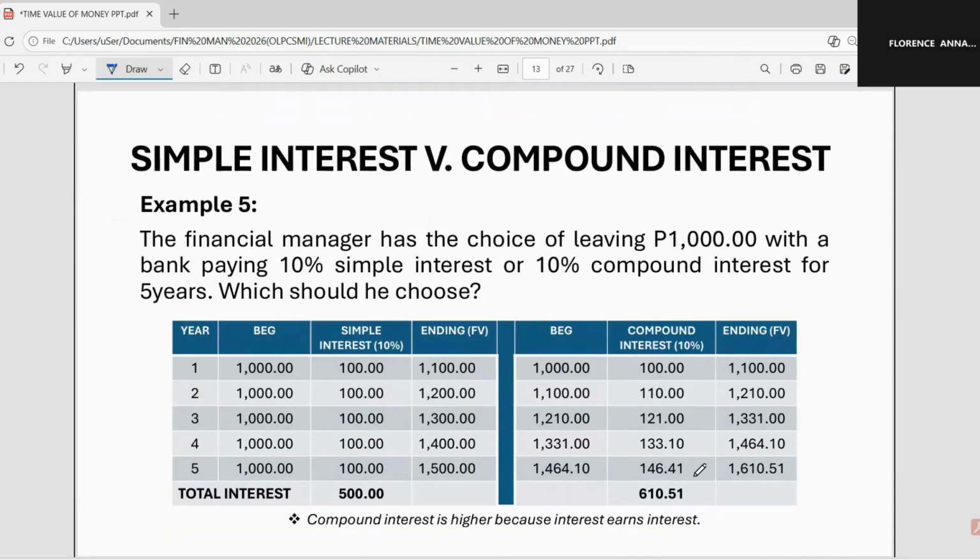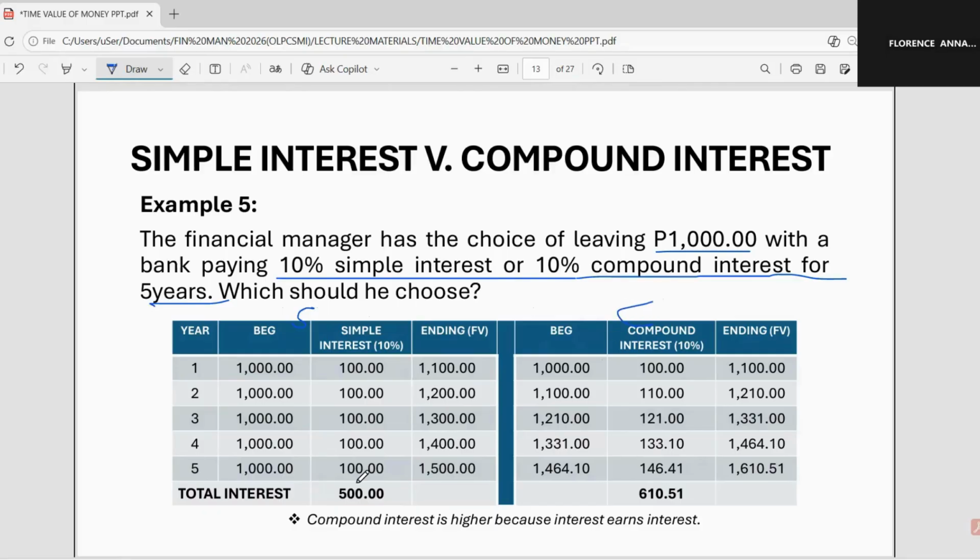Okay? So let's try this problem. The financial manager has the choice of leaving 1,000 peso with a bank paying 10% simple interest or 10% compound interest for 5 years. Which should he choose? So this is the simple and this is the compounding.